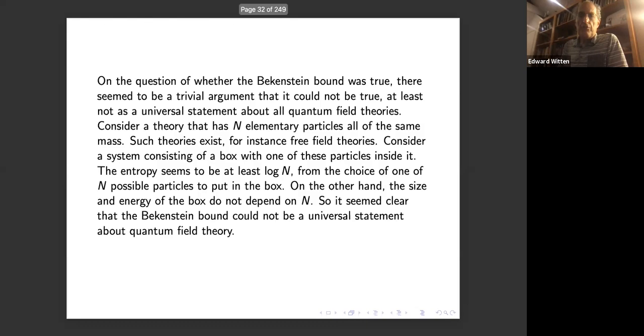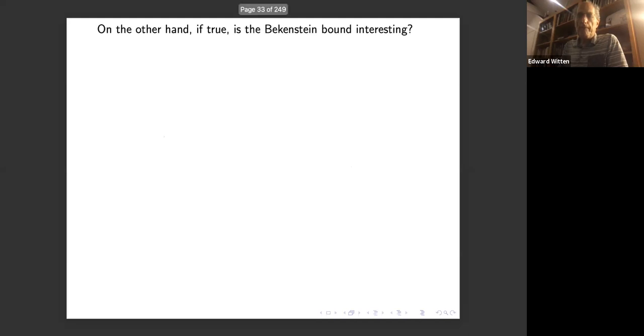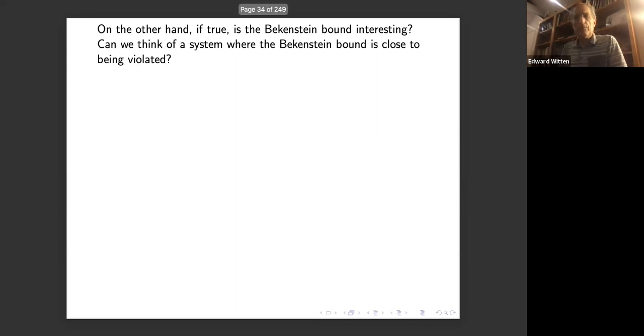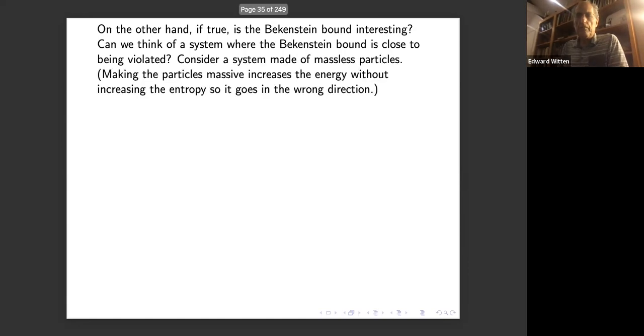So for example, I thought this argument was convincing, and I thought maybe the Bekenstein bound is supposed to be true in the real world, but not in arbitrary quantum field theories. But as I'll explain, that turned out to be the wrong interpretation. On the other hand, if true, is the Bekenstein bound interesting? Can we think of a system where it's close to being violated? Or is it such a weak bound that it never really says anything that isn't obvious?